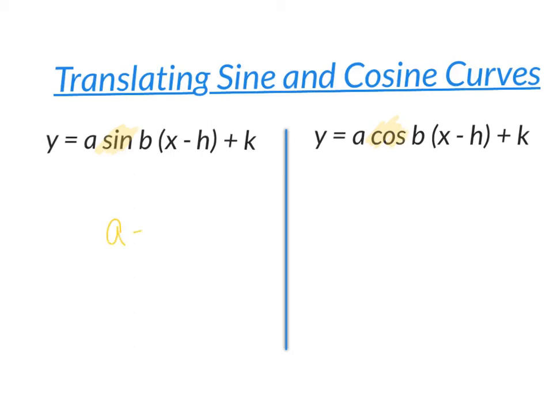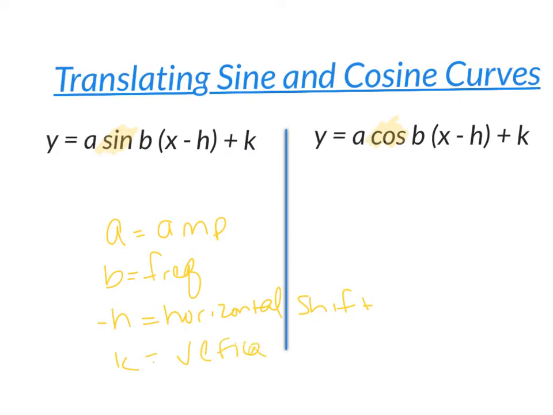A is the amplitude, B is your frequency, negative H is your horizontal shift, and K is your vertical shift.